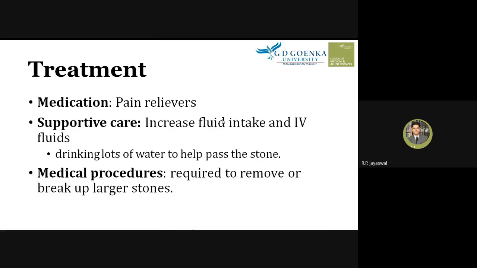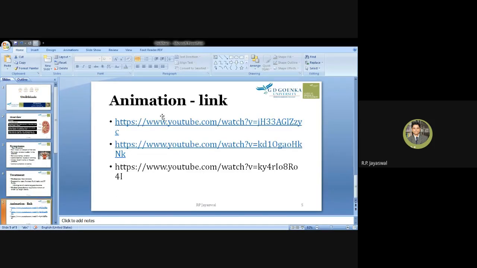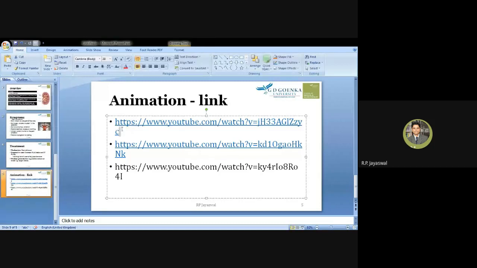Okay, so here we have studied a little overview, some symptoms, the definition, and the treatment attempts that can be made to manage urolithiasis. Now we'll see some animation of how this urolithiasis takes place. This is the animation you can see. Let's see the animation now.